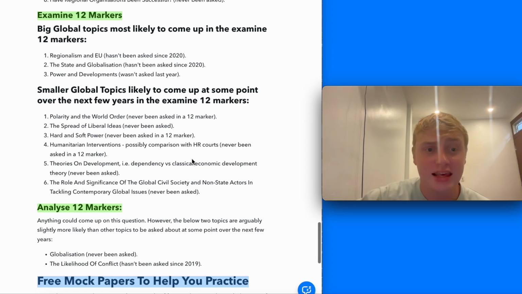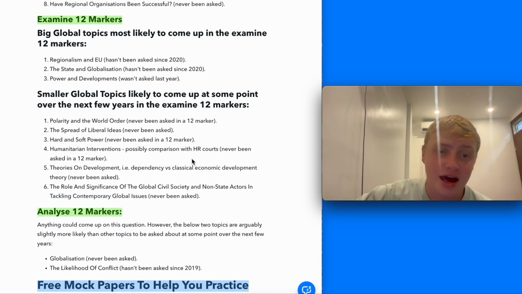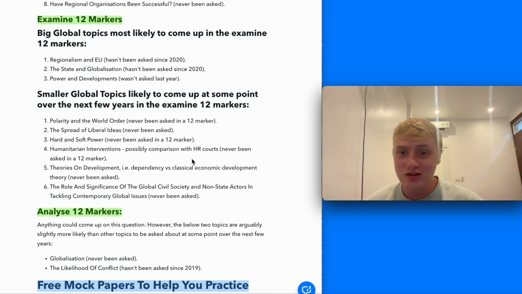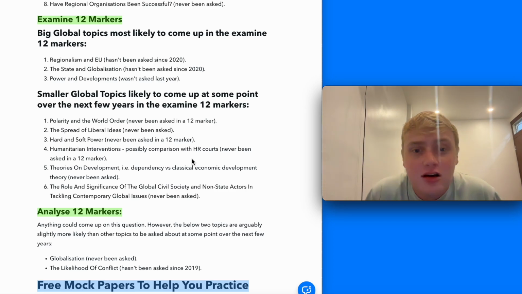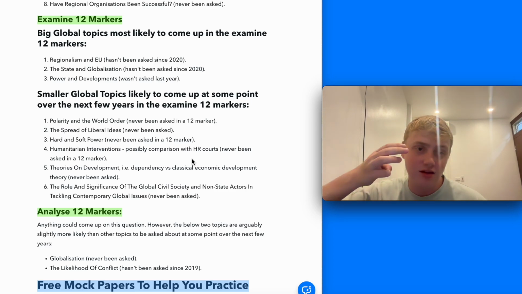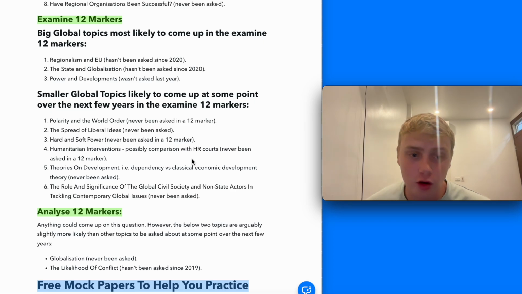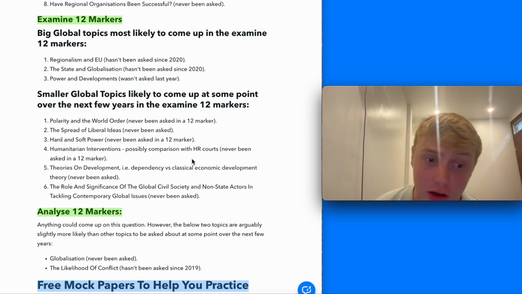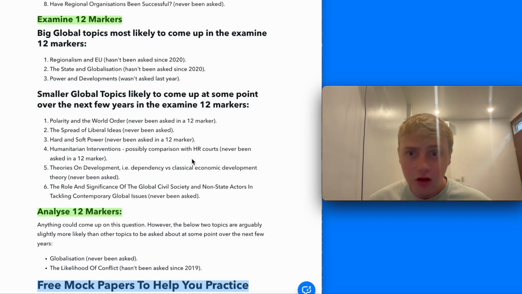In terms of the analysed 12 marker, then I think this is much more difficult to look at what's more or less likely. There's a couple of topics that are maybe slightly more likely than others to come up. That's globalization. So you can look at analyse the views of, or the extent to which realists and liberals differ on globalization. Also, the likelihood of conflict, for example, and order in the world.